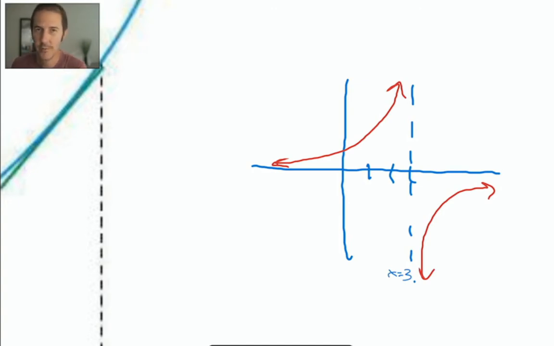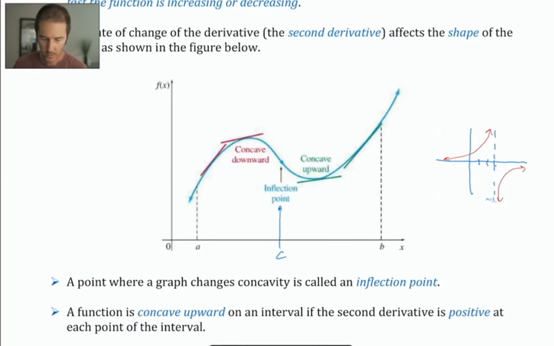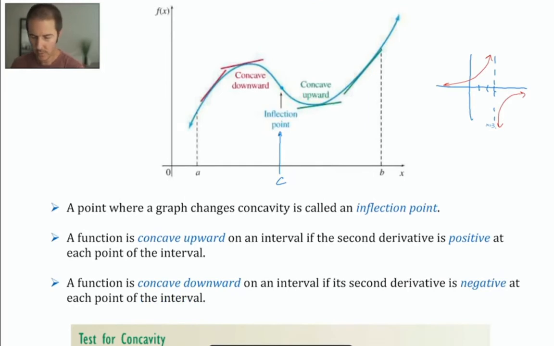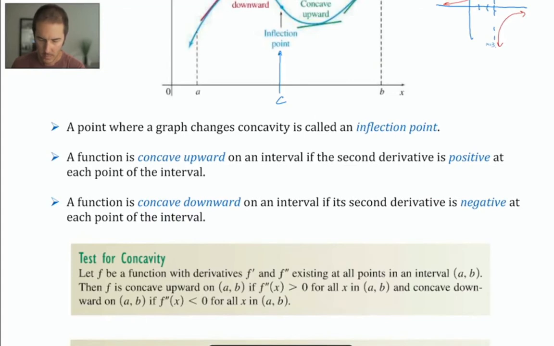But is this function defined for x equals 3? It's not. It's an asymptote. There is no point on a vertical asymptote. So, a little bit tricky. Sometimes the function's defined for the x value when the concavity changes, and in this case, sometimes it's not. A point where a graph changes concavity is called an inflection point. It's concave up on an interval if the second derivative is positive.